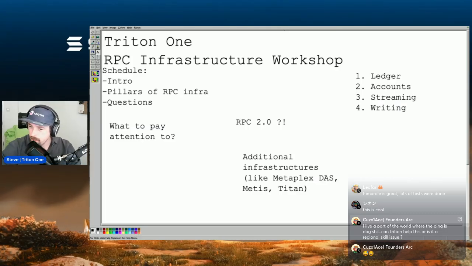I see a question. I live in a part of the world where the ping is terrible. Wow. Can Triton One help this, or is this a regional skill issue? It depends. So let's talk about latency and let's talk about ping. Unless there are more questions about sending transactions, which I think there are not. If there are any questions, just ask them in the chat. I will eventually reach them. So yeah, Ace, let's handle your question.